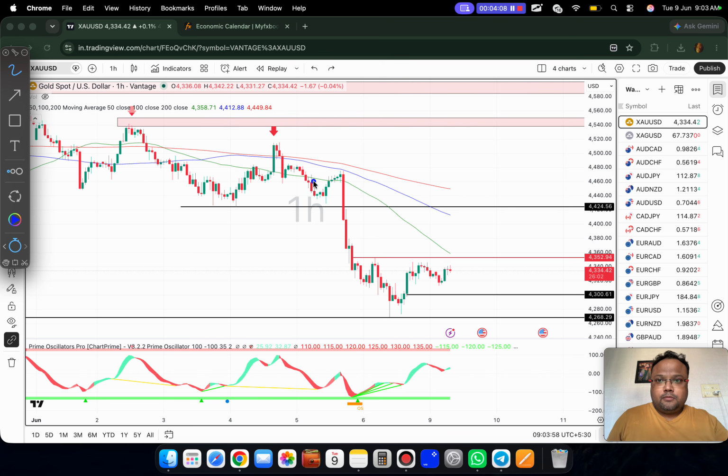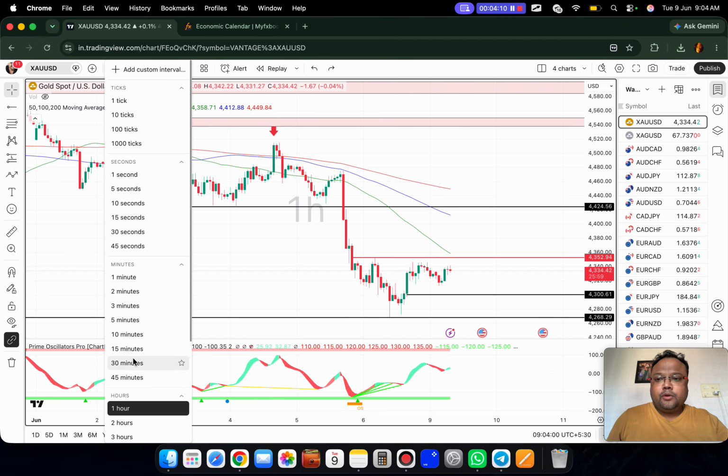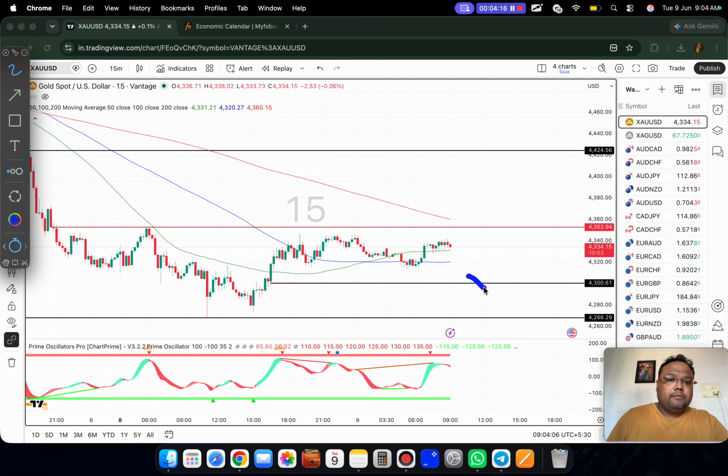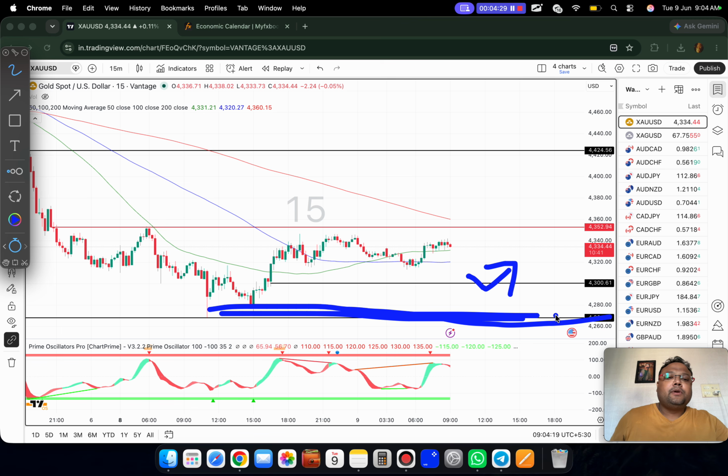For better understanding, you can also switch to a lower time frame like 15 minutes. See here, if market takes support and goes up, we can look for buy around 4295, 4300. And in case market breaks it, obviously leave it and wait for the second support to come into action.